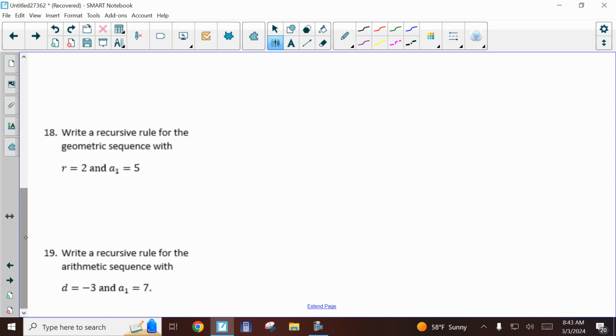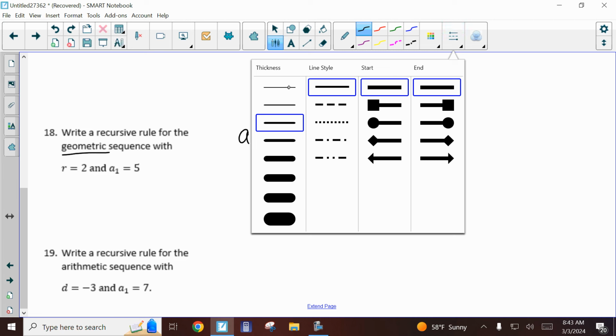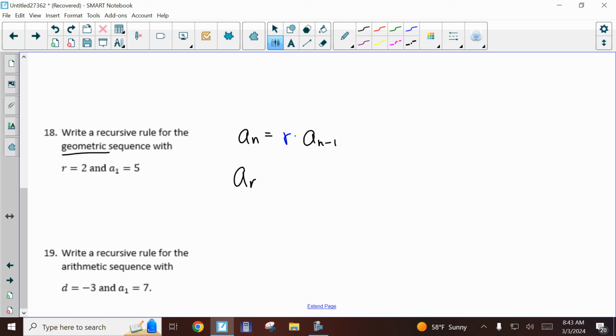Okay, next, it says, write a recursive rule for the geometric sequence. Now, the fact that they tell us geometric tells us a lot. So we're going to start off with a formula that looks like this. We have to write a formula that uses the previous term, and n minus 1 is the previous term. Because it's geometric, you have to take R and multiply it right there. So now we should be able to write our formula. R is equal to 2, so a_n equals 2 times a_(n-1). And then we have to tell everyone where to start from. So a1 is equal to 5. So that's our formula.